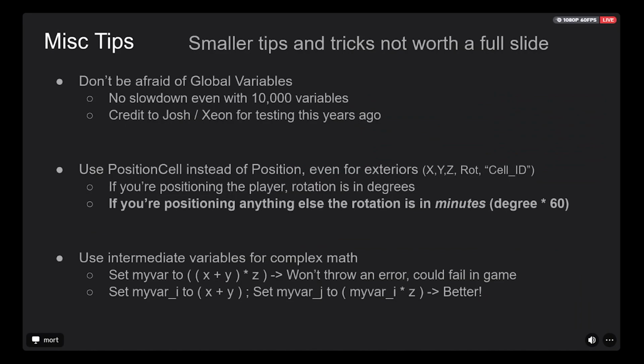Don't be afraid of global variables. This was a common belief back in the day. I'm talking like 2007-ish, where people would say global variables are terrible. They pollute the Morrowind namespace, and if you have too many, it'll make your scripts or Morrowind slow down. This one guy named Josh or Xeon, who made a mod called Farmer Mod, said, no way that's true, and then made an ESP with 10,000 globals and was like, it does nothing. Essentially, it's just an indexed list. Why would that slow down the game?